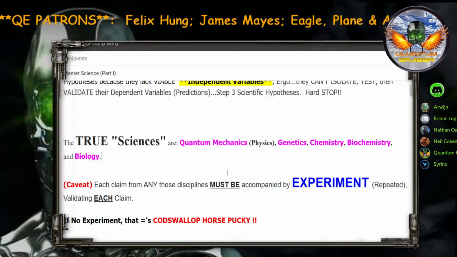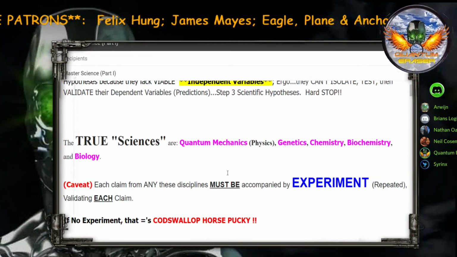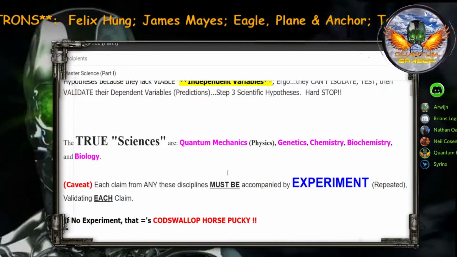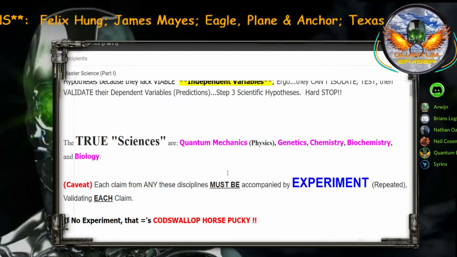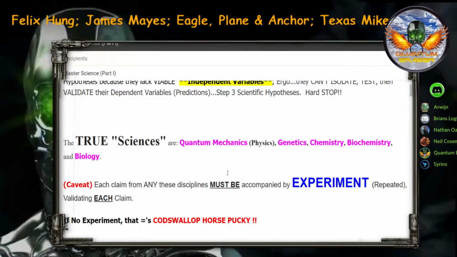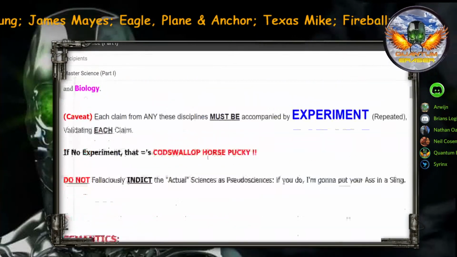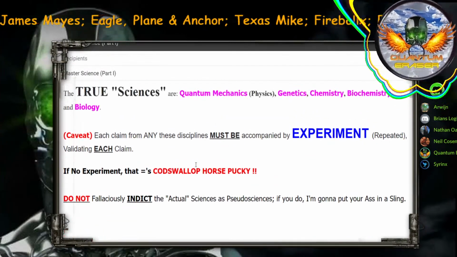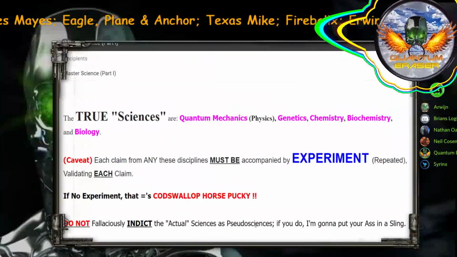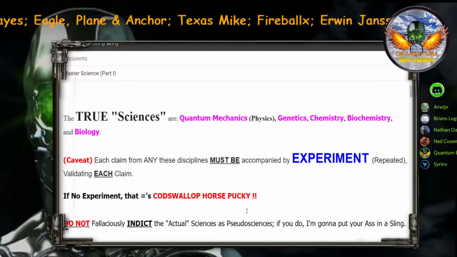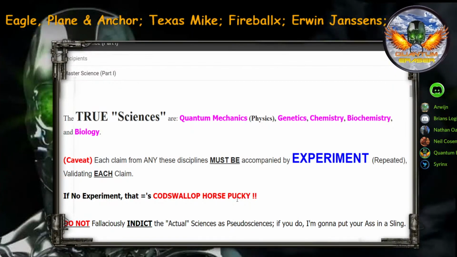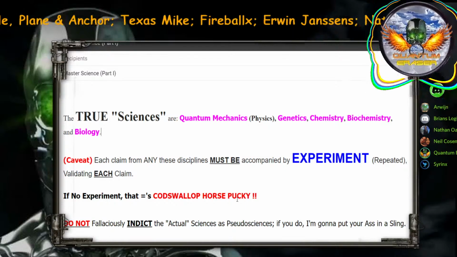Like I just said here, each claim from any of these disciplines must be accompanied by experiment, preferably repeated, validating each claim. If no experiment, that's horse pucky. Even from these guys, right? Do not fallaciously indict, like I said, the actual sciences as pseudosciences, because if you do, I'm going to put your ass in a sling.